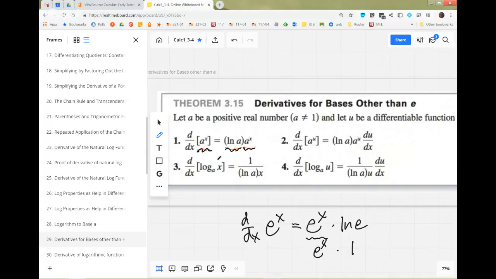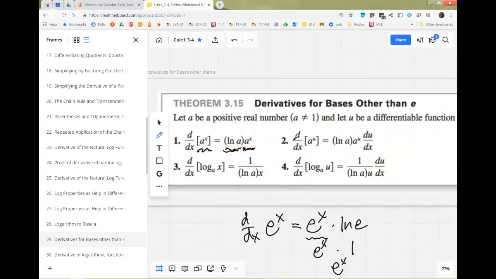So really, this is e to the x times 1, and that's why it's just e to the x. In the beginning, I told you it's the easiest derivative. It is, but it's because of this principle. So really, this is the same thing. It's saying any number to the x itself times the natural log of its base.